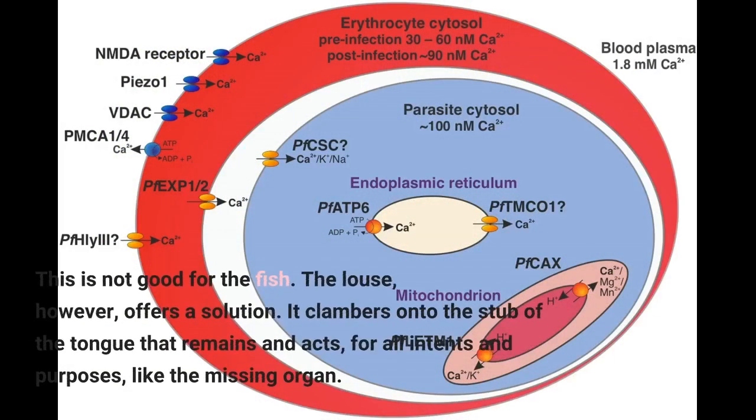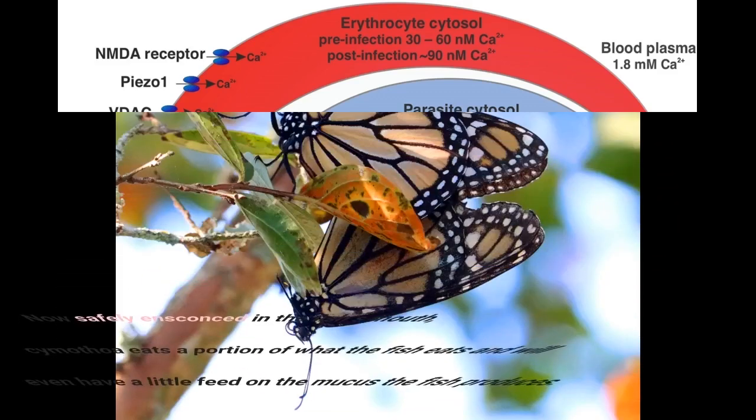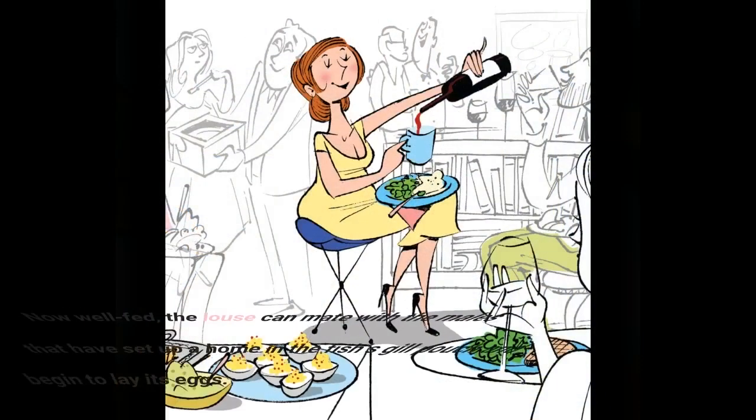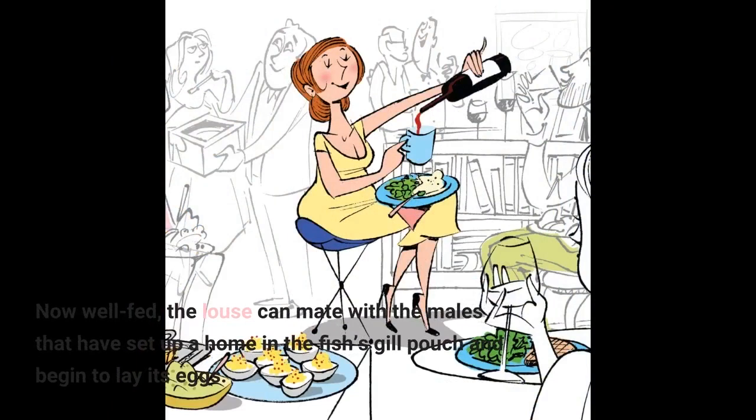This is not good for the fish. The louse, however, offers a solution. It clambers onto the stub of the tongue that remains and acts, for all intents and purposes, like the missing organ. Now safely ensconced in the fish's mouth, Cymothoa eats a portion of what the fish eats, and will even have a little feed on the mucus the fish produces. Now well fed, the louse can mate with the males that have set up a home in the fish's gill pouch and begin to lay its eggs.